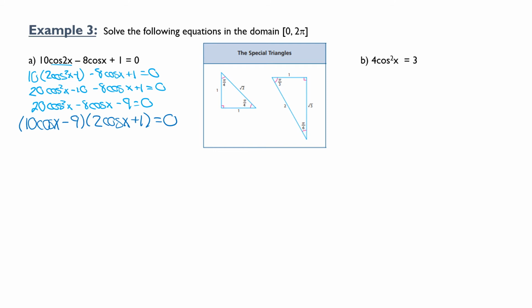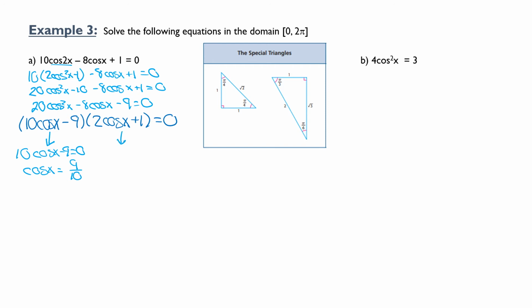And there's my factored line. So my first bracket right here is telling me I'm looking for where 10 cos x minus 9 equals 0, which is the same as where cos x is equal to 9/10. I don't have a triangle for that. I'm going to have to use my calculator.